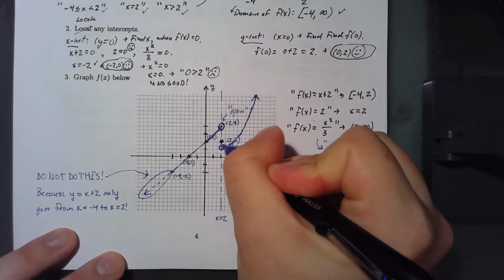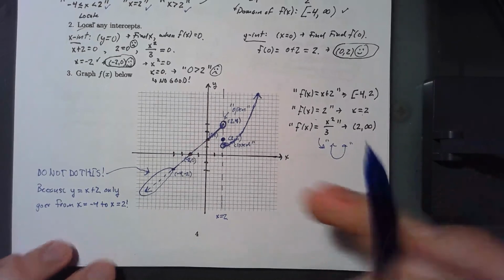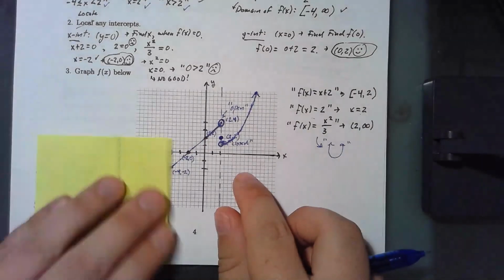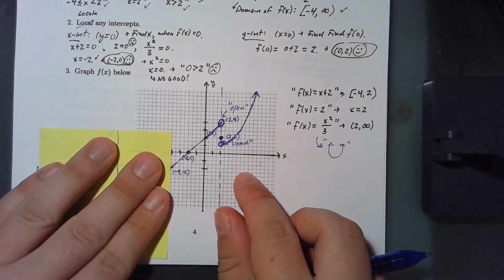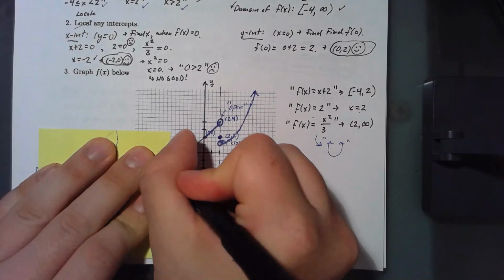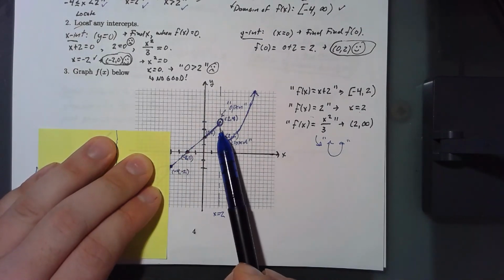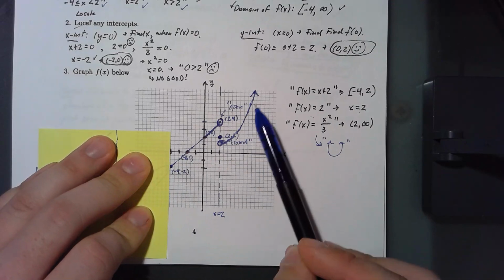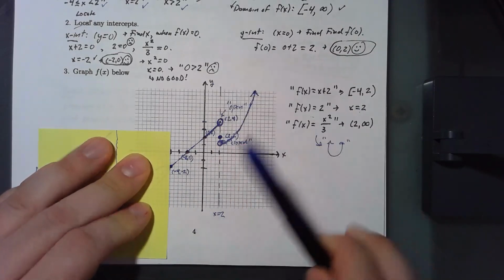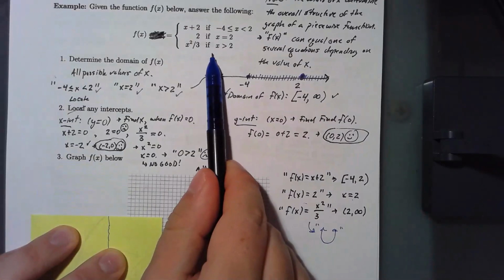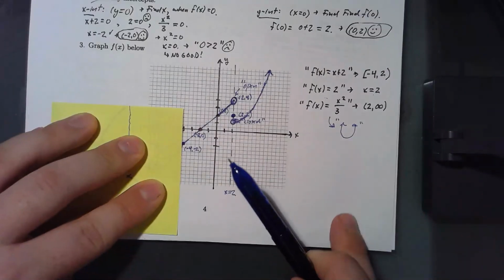Roughly. And that right there is a graph of everything from here, that's a solid dot, to here. So this right here is a graph of this piecewise function. I know it looks a little sloppy, but that's what it is.